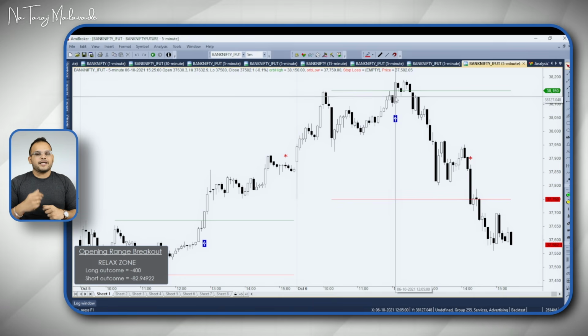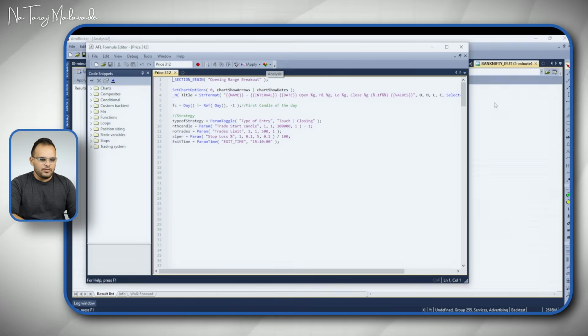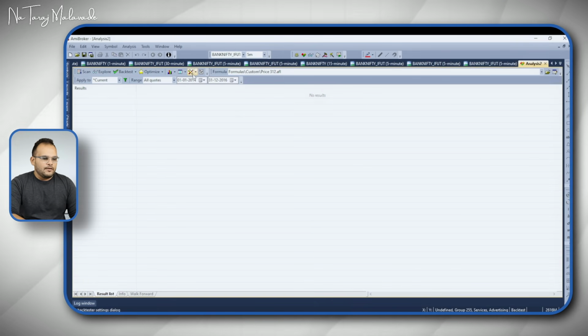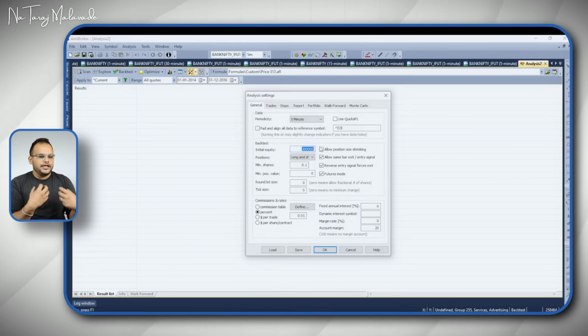Now let's try to backtest it with different variations and modifications, and understand how this strategy has performed. Here I'm going to the analysis window of AmiBroker. First I want to show you the settings. If you go to the settings, we are considering the 5-minute time frame. We are testing it for the 5-minute and both long and short trades. I'm considering the initial equity, the starting capital, as 3 lakh rupees here, and most importantly we're considering 0.01 percent as slippage.